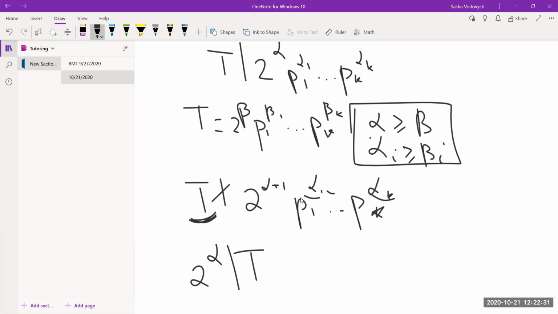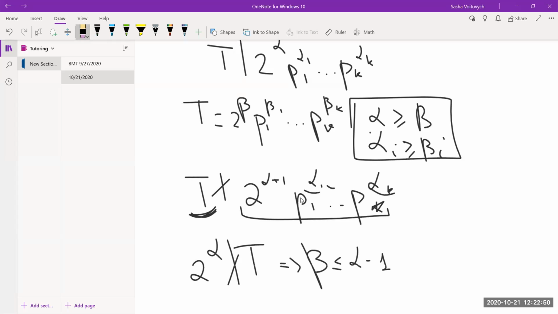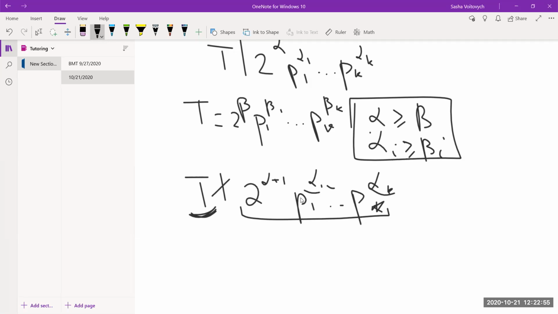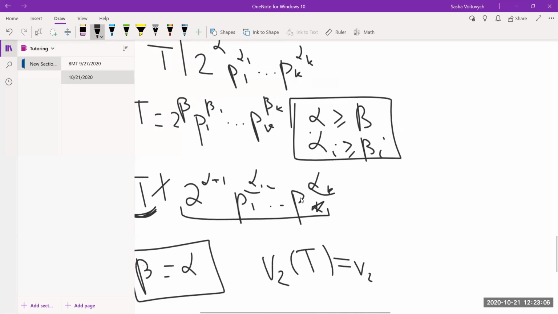So 2 to the power alpha divides t. Okay, because if this is not true, so suppose 2 to the power alpha does not divide t, then beta would be not greater than alpha minus 1, and then t would divide this guy, which cannot happen. Then beta has to be equal to alpha, which means that the power of 2 dividing t is equal to the power of 2 dividing this number.